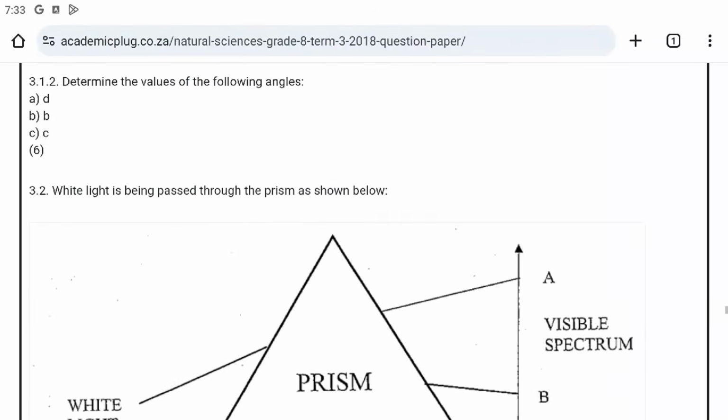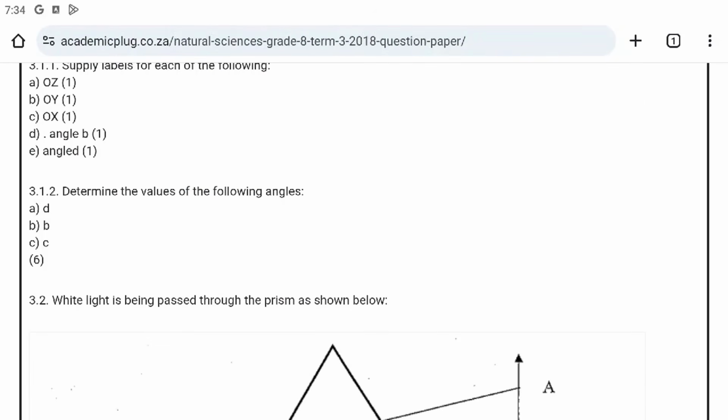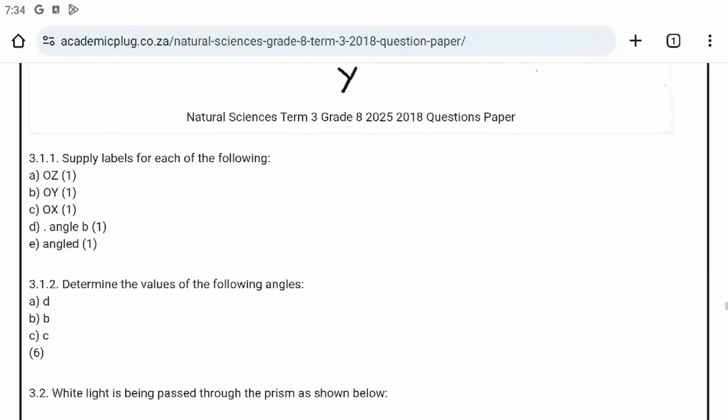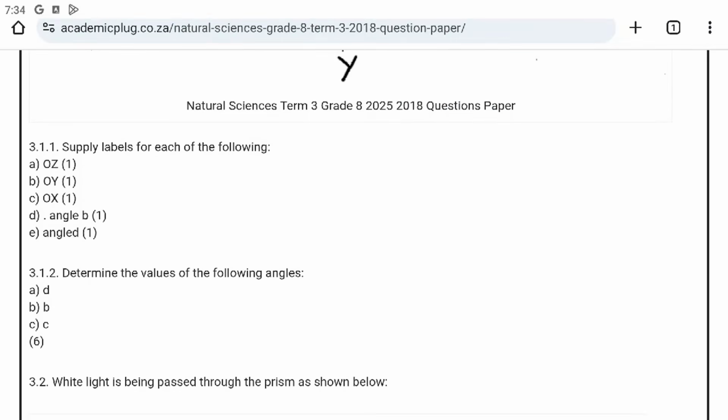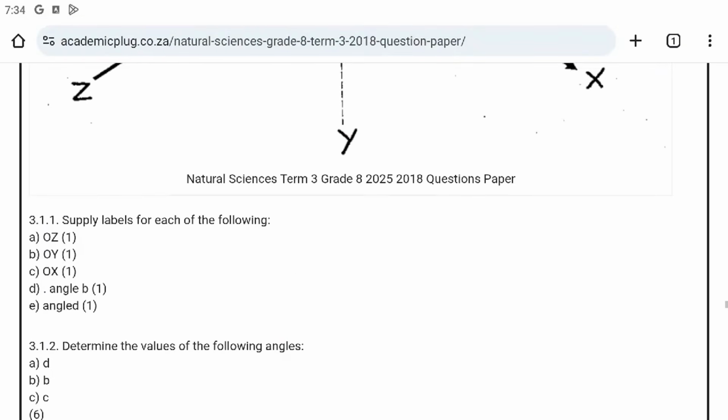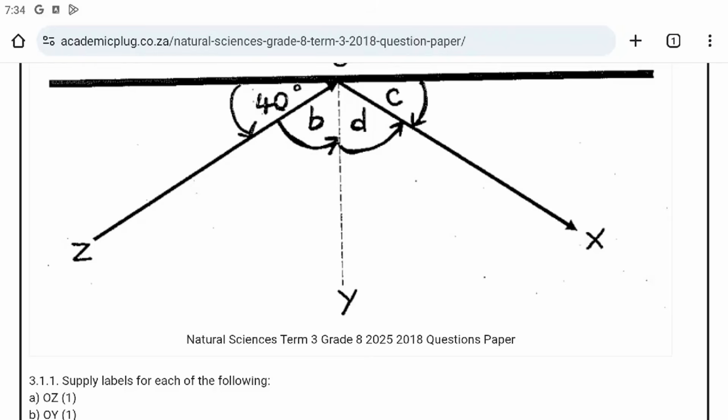There are also other questions. We're going to give labels for angle B and angle D, and also determine the values of D, B, and C, as we can see them there. But we are given 40 degrees there, as you can also see.